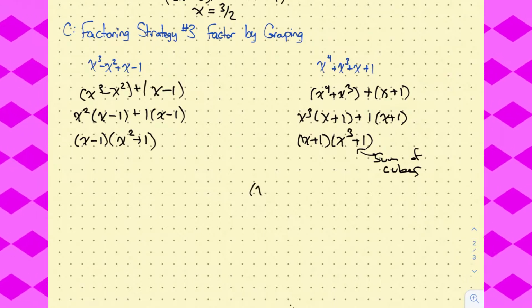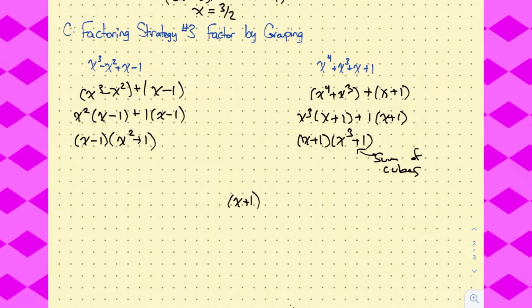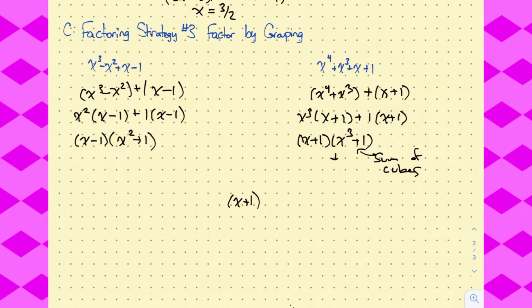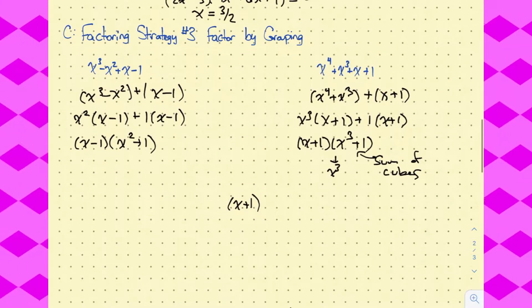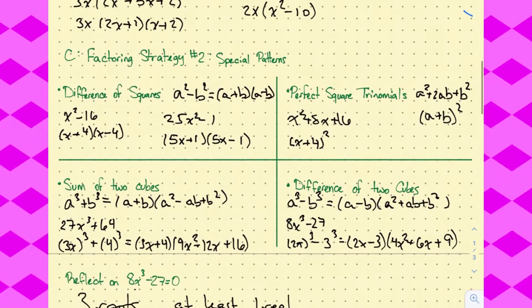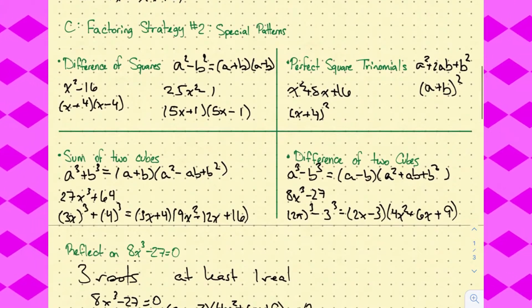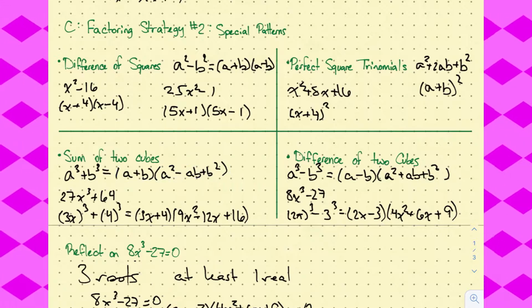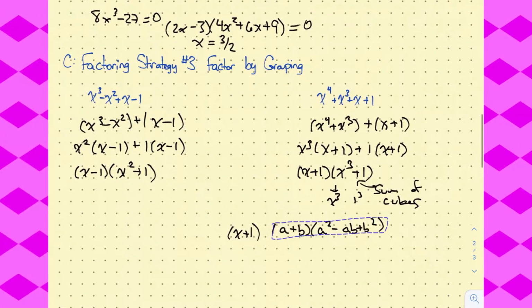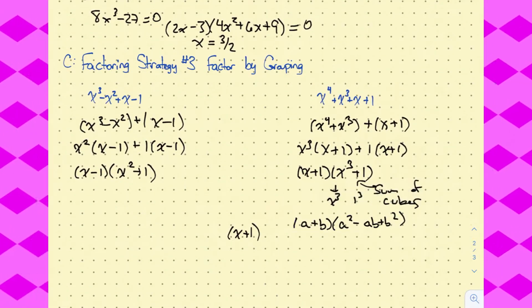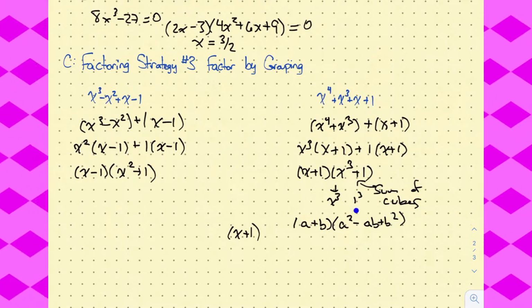So we'll leave the original x plus 1 alone off to the side for a second while we navigate this. So x cubed, well, again, that's x cubed. 1 is just 1 cubed. So I'm going to take my sum of two cubes pattern. I'll just copy and paste it. But for every a, I'm going to plug in x. For every b, I'll plug in 1.